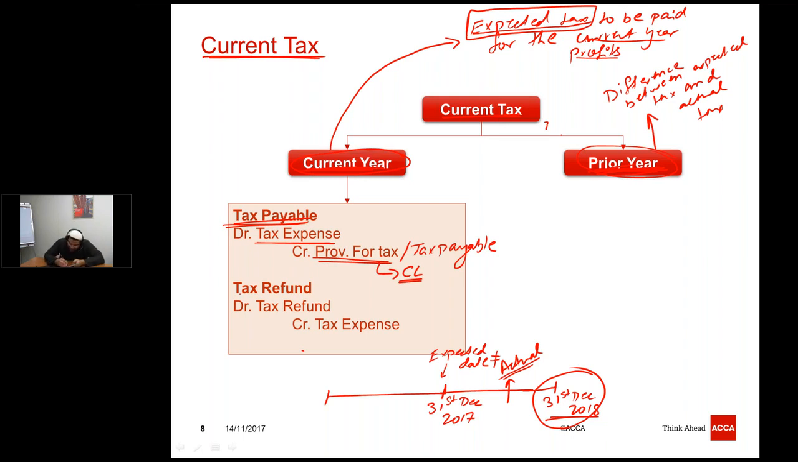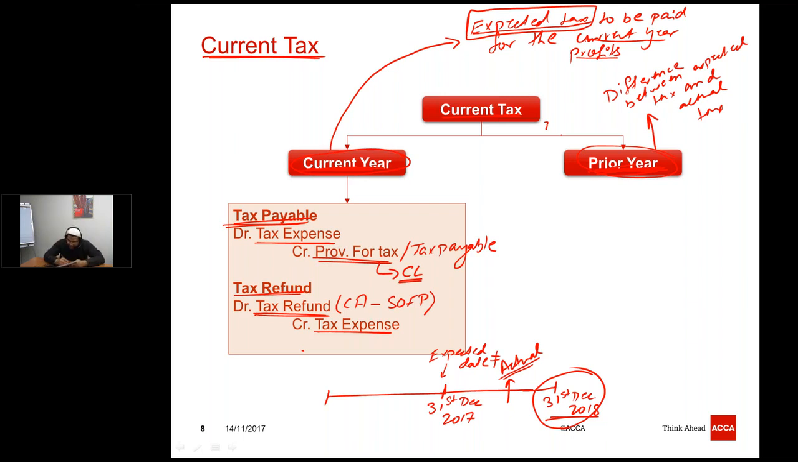And if I'm expecting a tax refund, I'm going to prepare the entry as tax refund debit, which is a current asset in the statement of financial position, and the tax expense to be credited. So if I have to pay an amount, this is a current liability. If I have to receive a refund, that is a receivable. So payable, liability, refund, receivable.